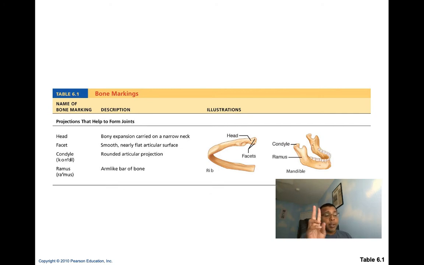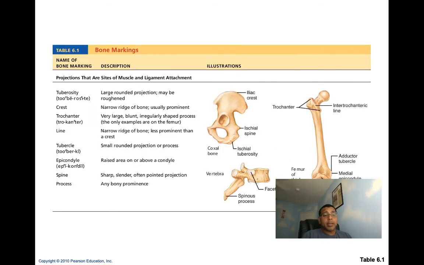Before we jump to there, we forgot two of them. We have spine and process. Spine is a sharp, slender, often pointed projection. Right inside of here we can see an ischial spine. Here this is a sharp pointed process, a spinous process. So you can apply that term. And then we use the term process. Process is any bony prominence.